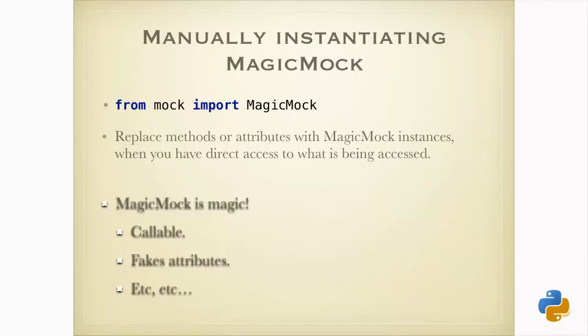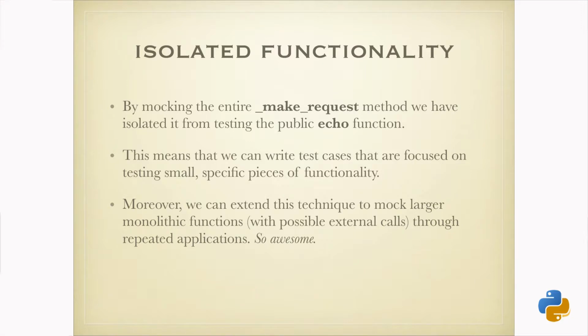So let's have a review of the magic mock object. So the mock library provides the magic mock class, and we can manually instantiate it as we've done in this case. So magic mock can replace methods or attributes, and when you do not have direct access to what is being accessed. So magic mock is magic. It's callable. It can fake attributes, and it can do so much more.